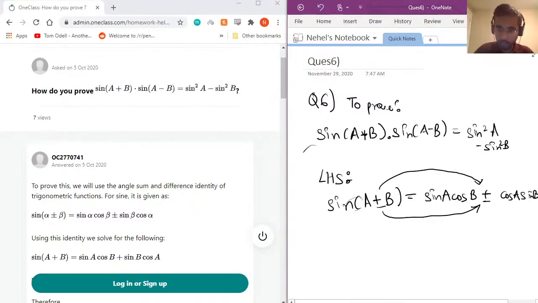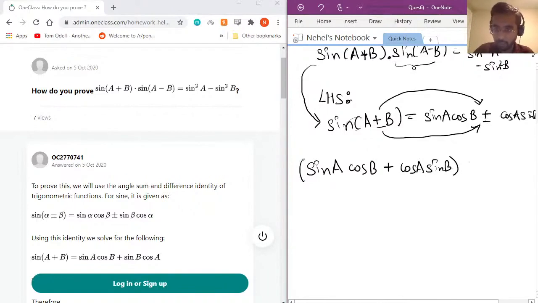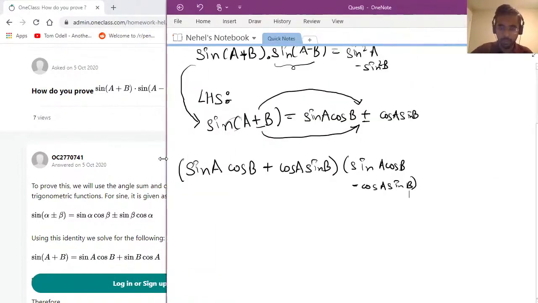So if we apply that here, we get sine a cos b plus, since the first term is a plus, cos a sine b, multiplied by the second term, sine a minus b, so this here will be a minus: sine a cos b minus cos a sine b.